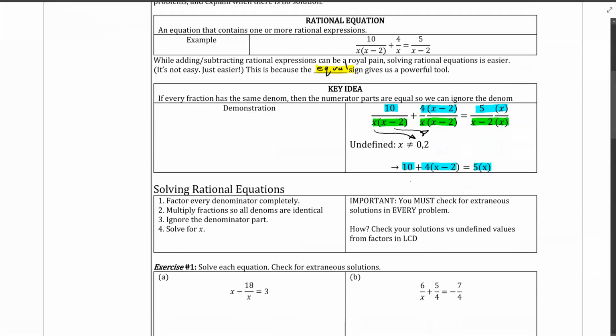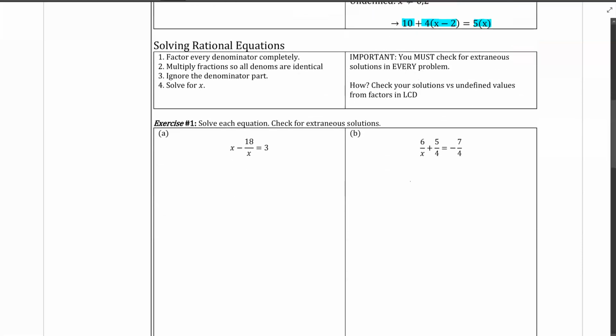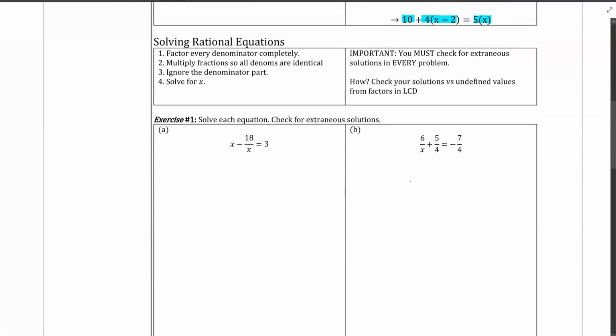So when it comes to solving rational equations, first we want to factor every denominator completely, so that we can then multiply the fractions so that all the denominators are identical. Once that's done, we can ignore the denominator part and then solve for x. However, the caveat is that we do have to check for extraneous solutions, which are solutions that happen when the math is done correctly, but it contradicts with us having a denominator of 0, because you can't divide by 0.